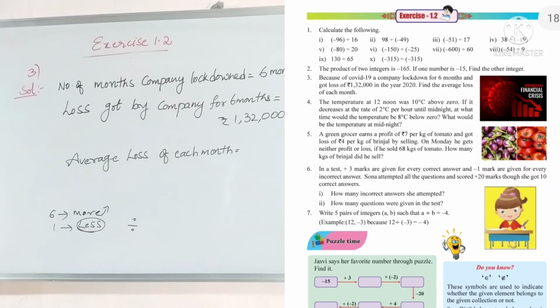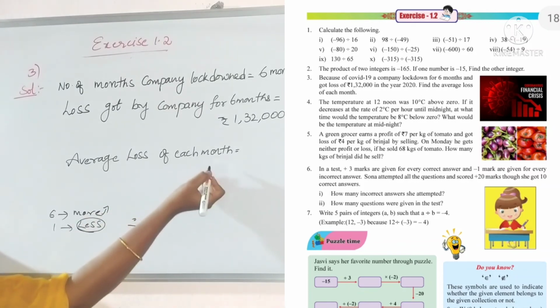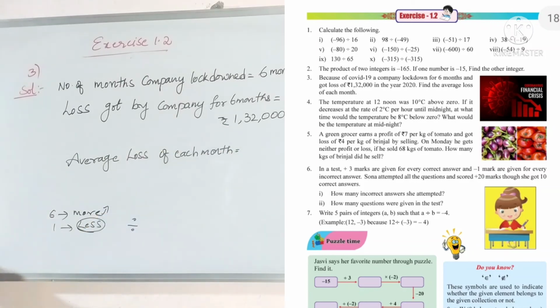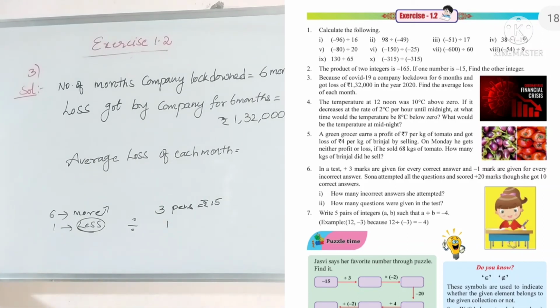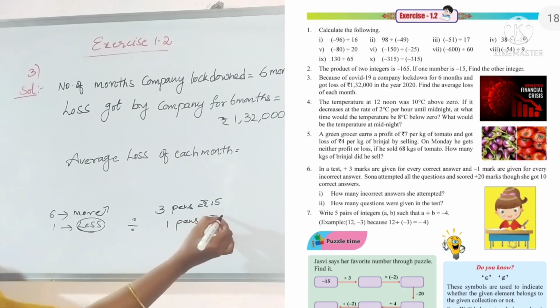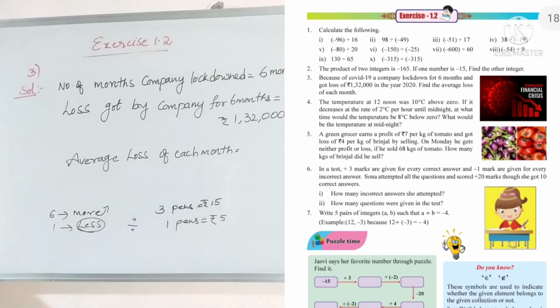Okay. So average loss of each month for 6 months, this quantity. Or we will see a small example. 3 pens cost 15 rupees. So then what is the cost of 1 pen? Everyone can answer. It is 5. 3 5s are 15. How did this 5 come? By dividing 15 by 3 only, right?